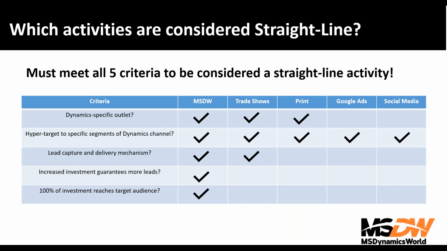So as an example, if you do one webcast, you could get 80 leads. If you do a second webcast, you could get another 80 leads, and so on and so forth.